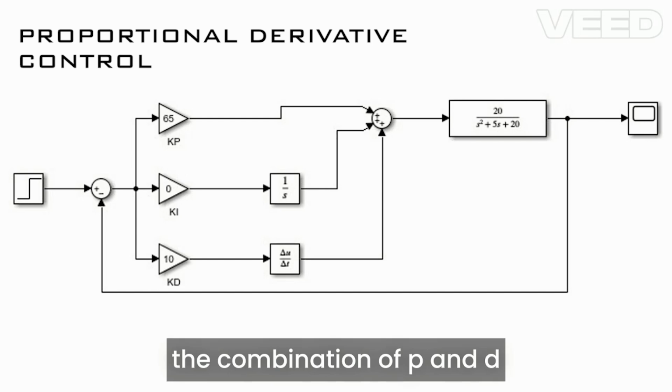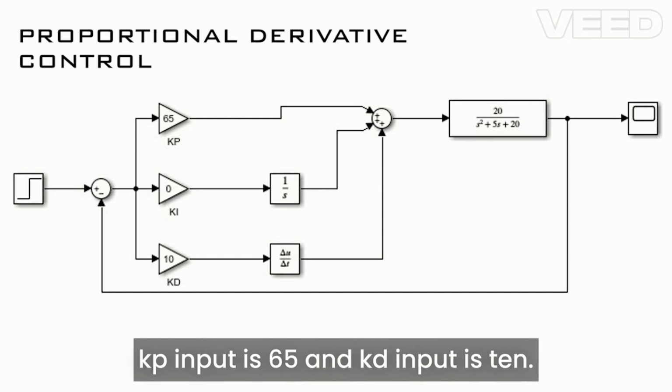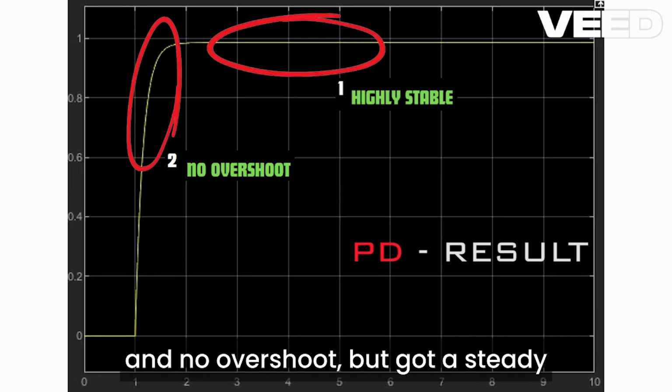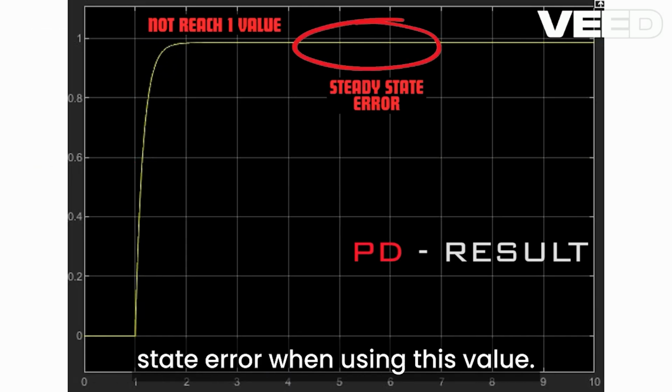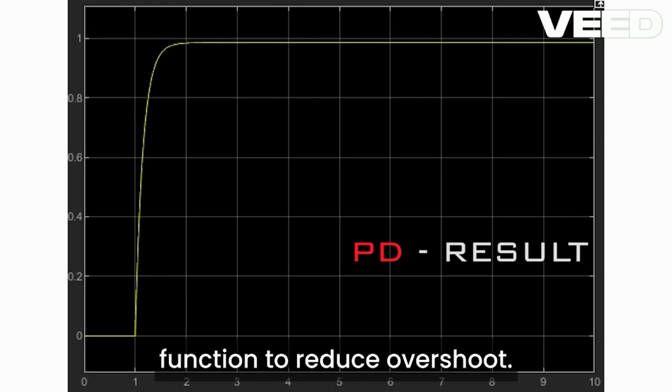The combination of P and D which is proportional derivative. KP input is 65 and KD input is 10. The graph shows results highly stable and no overshoot, but got a steady state error when using this value. Also can see that the D derivative function is to reduce overshoot.